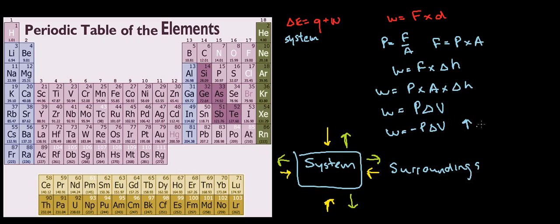If the delta V is negative, it shrinks. That means the surroundings do work on the system, and it compresses it, and energy flows into the system as opposed to out of the system. And that's all there really is to it. It's just one of many types of work that can be done.